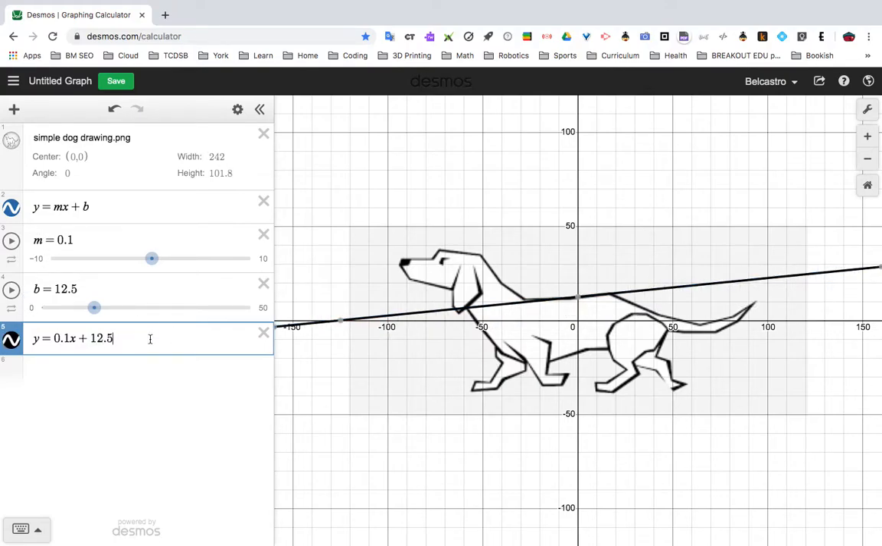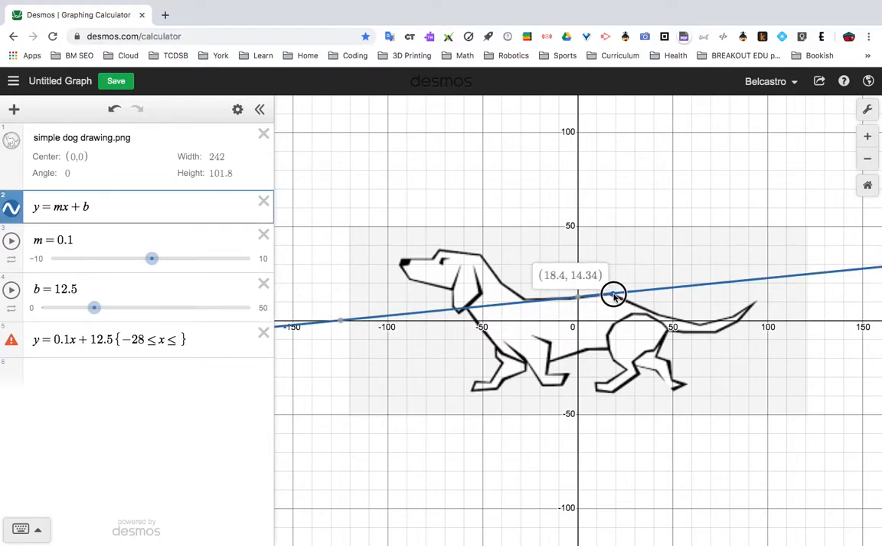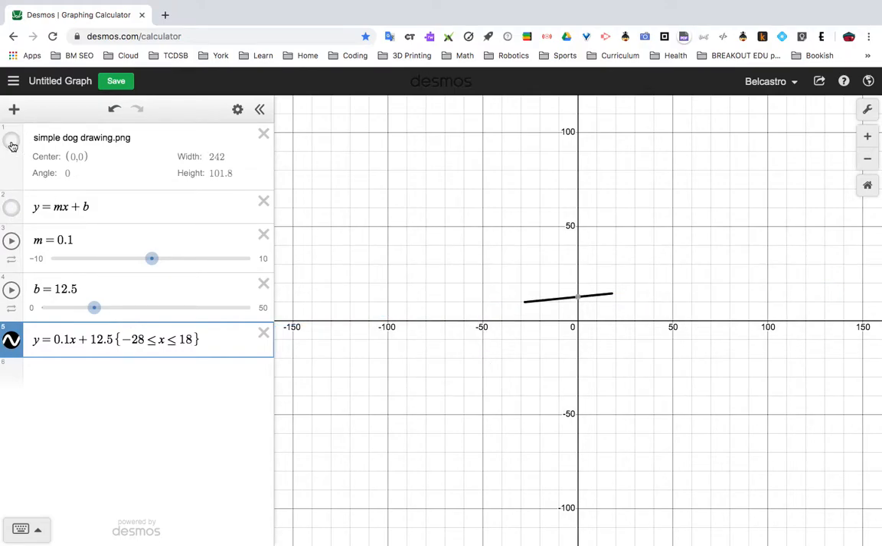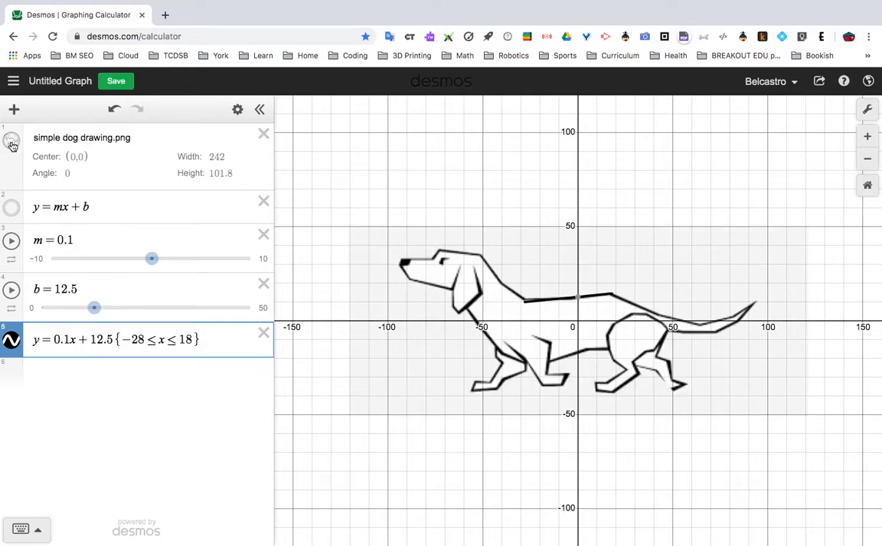And then I can put some parameters around it. I'm going to say that it stops at approximately, say, negative 28. So what I'm doing here is putting on a domain and range. Negative 28 less than or equal to x, less than or equal to, what's this, about, say 18. Okay, so if I turn off the blue one, and if I turn off the picture, it kind of looks like I got the back of the dog.